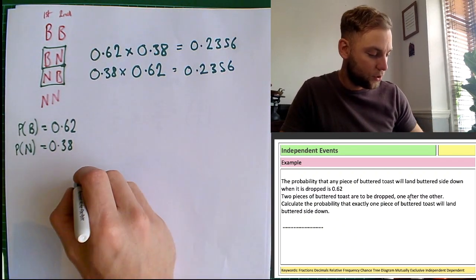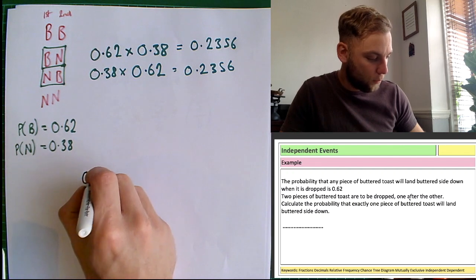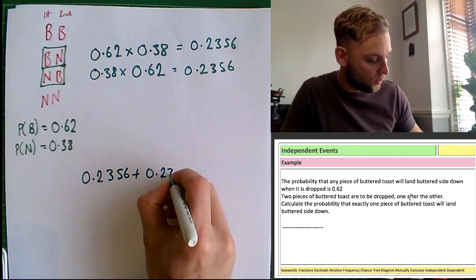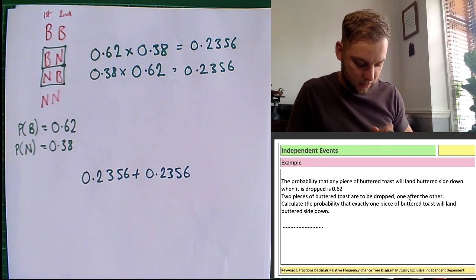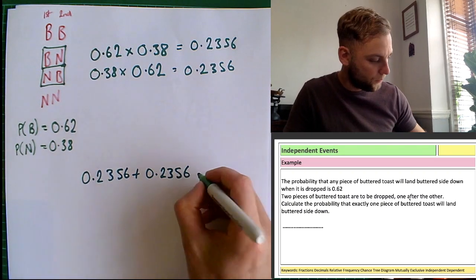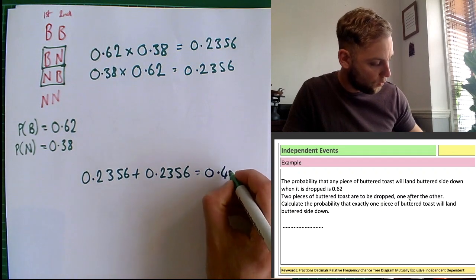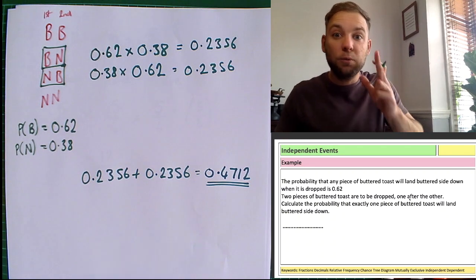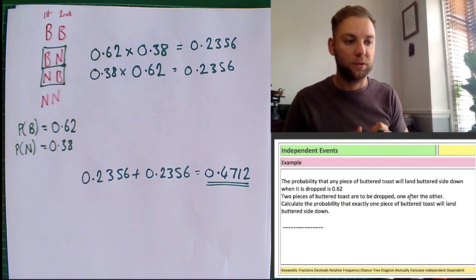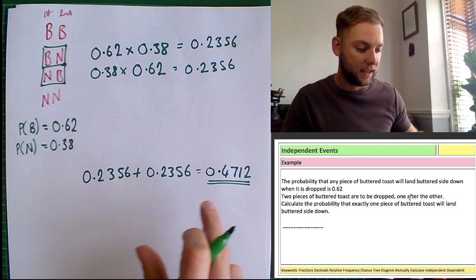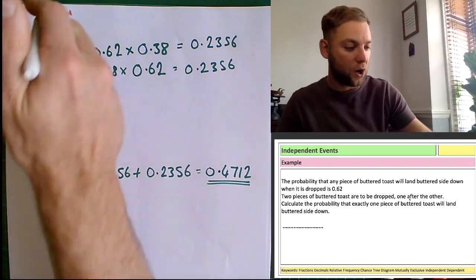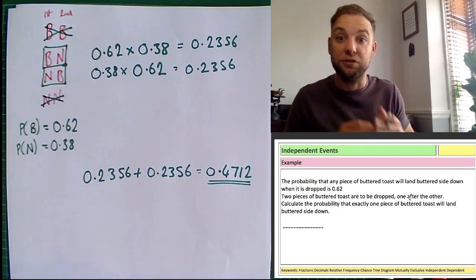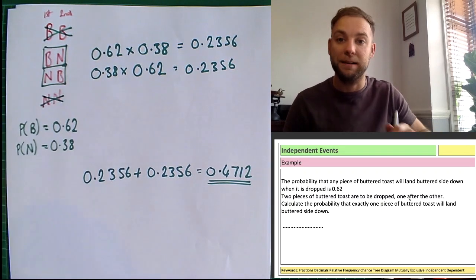So it's going to be equal to 0.2356 plus 0.2356, which is equal to 0.4712. So the probability that exactly one piece of buttered toast will land butter side down is equal to this. Because it says exactly one, we can't include this one because that's when they both land butter side down. And we can't include this one because neither of them land butter side down. So it's just these middle 2 here.